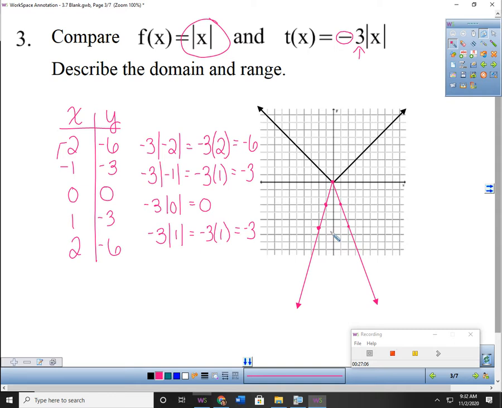Okay, so let's talk about your domain and range for the pink one. Domain and range. How far left to how far right is this graph going? All right, so all real numbers. And your range, you're starting down, right? It's always how far down and then meet at the top. So this will be negative infinity to 0. So parentheses, negative infinity, comma, 0 with a bracket.